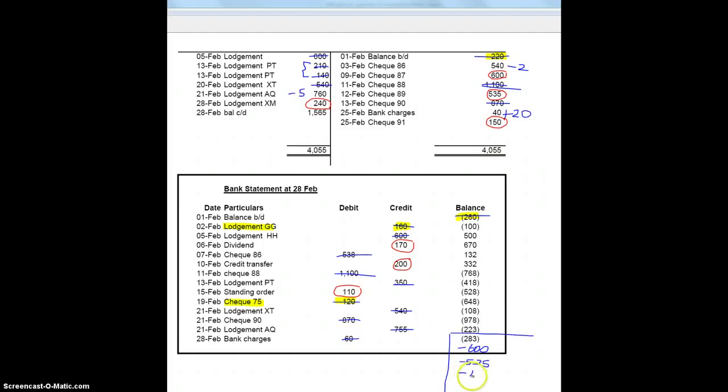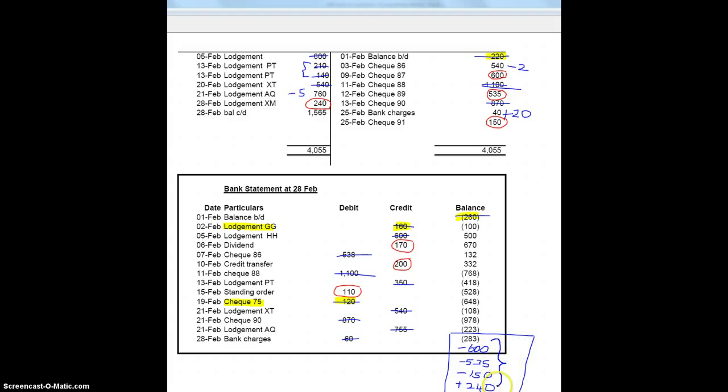So if we want to just, for our own records, adjust the bank statement to show what money we really know is there, we need to reflect these checks that have been written but haven't been paid out yet. And also this lodgement of 240 is going to be plus. And that's our new adjusted bank statement.